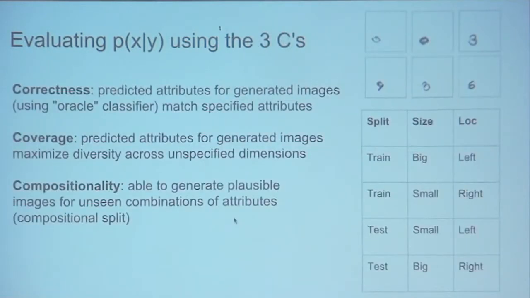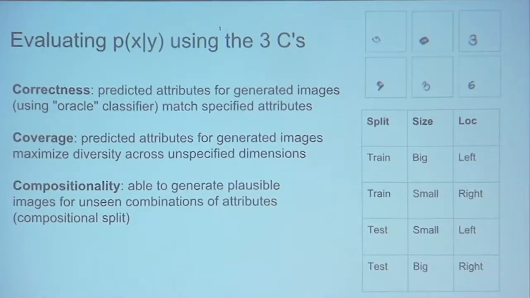So what we do is we define this new criterion, which we apply to evaluate our model, but it could be used for any conditional generative model. So we call these criteria the 3 C's. So correctness is the first C, which means if I specify that I want male faces with glasses, then every image that's generated should trigger the male classifier and the glasses classifier. So we pre-train all these classifiers on infinite data. So that's like an oracle. That's telling us that the data we're generating is consistent with Y.